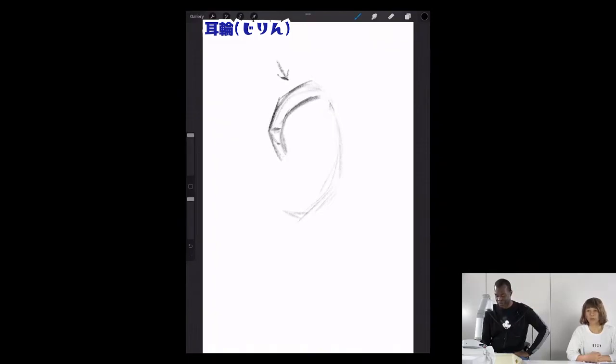And then underneath that, you have this other fold that's kind of coming out, that's beneath it, right? And this area we call the anti-helix.